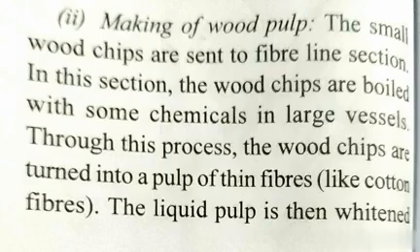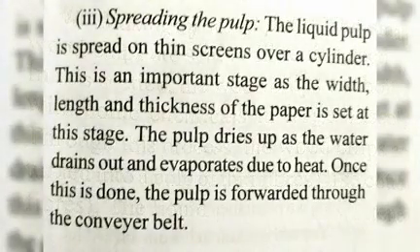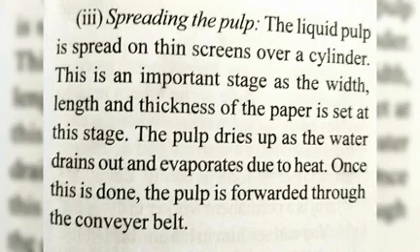The third one is spreading the pulp. In the previous stage we got the liquid pulp. In this stage the liquid pulp will be spread on the screens over a cylinder. This is a very important stage where we can set the height, length, width and thickness of the paper. After that the liquid pulp slowly dries up, and the water in that liquid evaporates due to the heat. Once this is done, the dried pulp is forwarded to the conveyor belt.